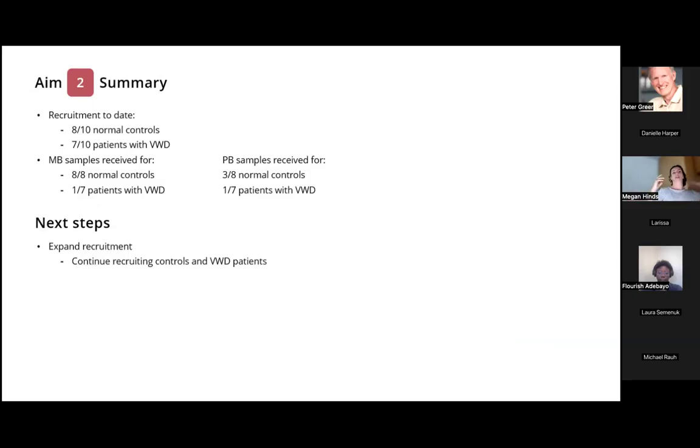So just a summary here, we have 8 out of 10 of our normal controls recruited and 7 out of 10 of our VWD patients. And then for menstrual blood samples, we have all menstrual blood for our controls and 1 from our VWD patients. So this will just mean that we have to actually contact our patients to get the samples now that things are going with the optimization. And that next step is exactly what I just mentioned. We're going to expand recruitment and collect samples from these patients now that the optimization phase is moving along nicely, I guess.